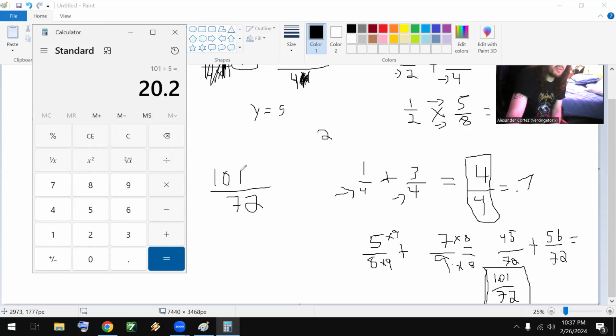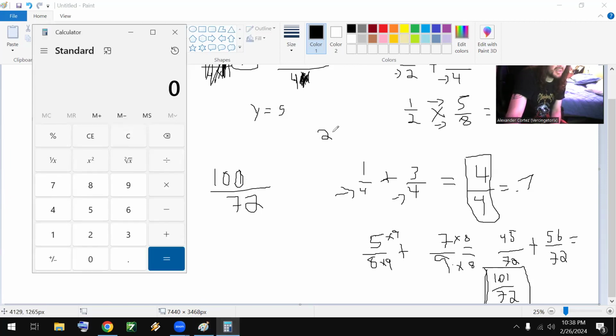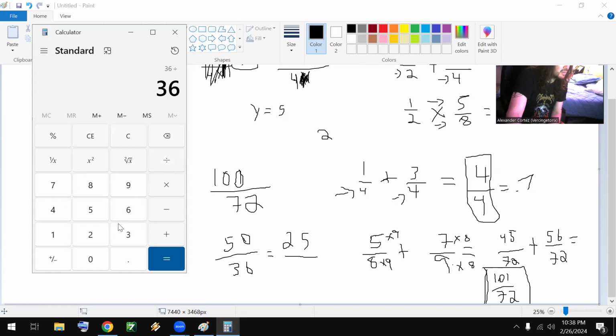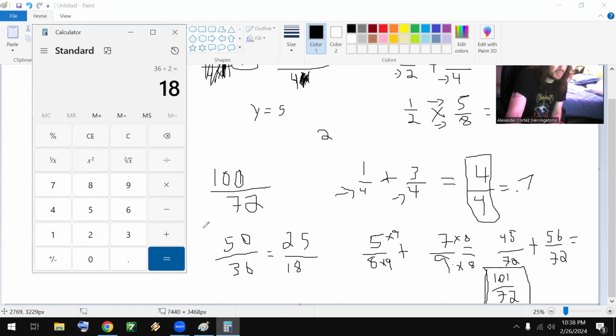Now, if this was just 100, then we can reduce it. Right, so then we would say 2 goes equally into both. Right, 2 goes equally into 100, 50, top one, and 2 goes into 72. It was 36. Right, and you keep on going until you can't reduce anymore. So 2 goes into 50, 25. And 2 goes into 36, 18. I think that's probably as far as we can reduce it.